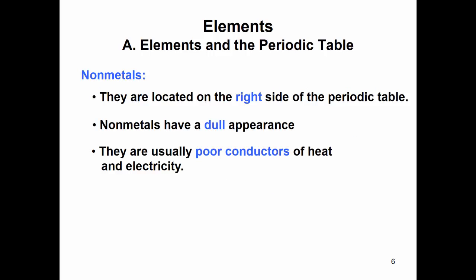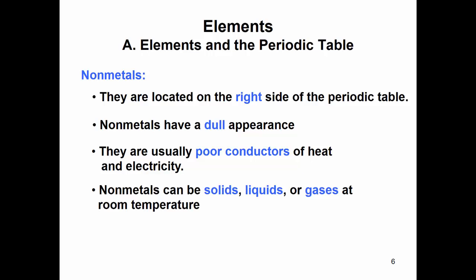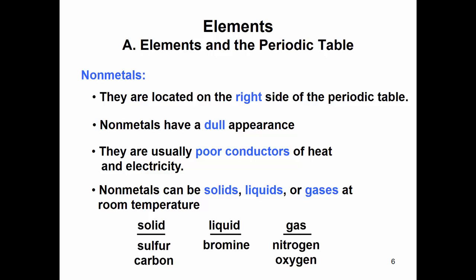All right, nonmetals are on the right side of the periodic table, and there's a stair step, if you look at your periodic table, that runs down the periodic table, and I'll point this out in a minute. These nonmetals fall to the right of that, so they're on the very far side, and they have a dull appearance. They are poor conductors of heat and electricity, and they can be solids, liquids, or gases at room temperature. An example would be sulfur and carbon are solid at room temp, bromine is a liquid, and oxygen and nitrogen are gases at room temperature.